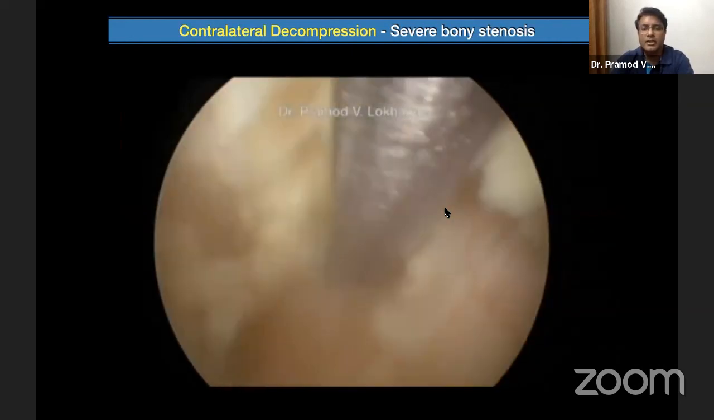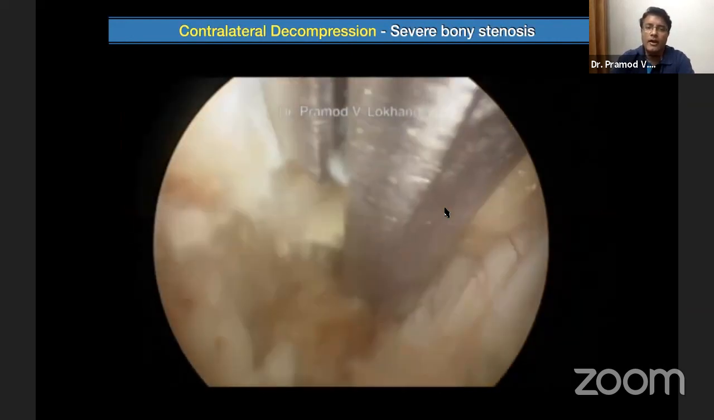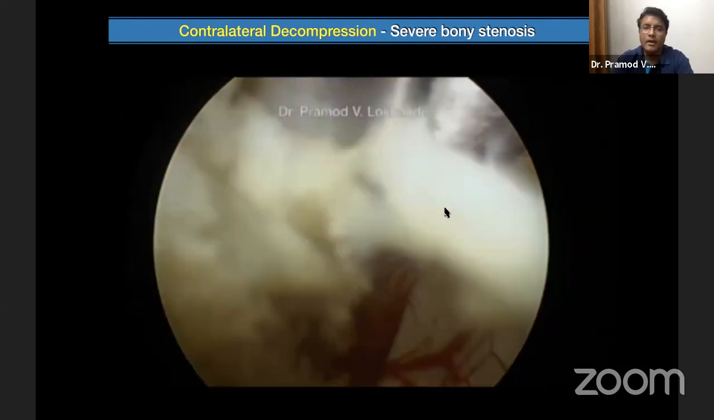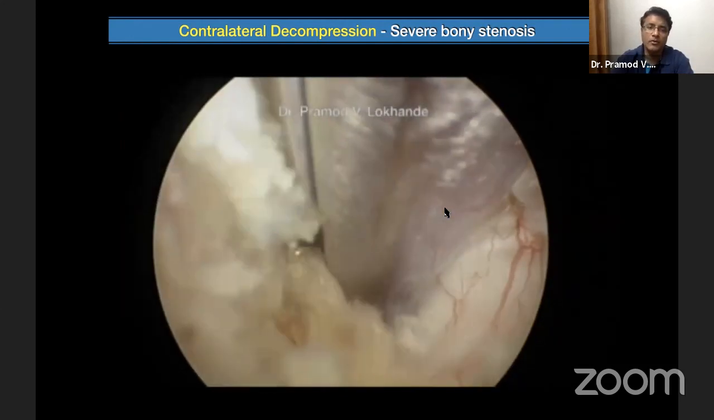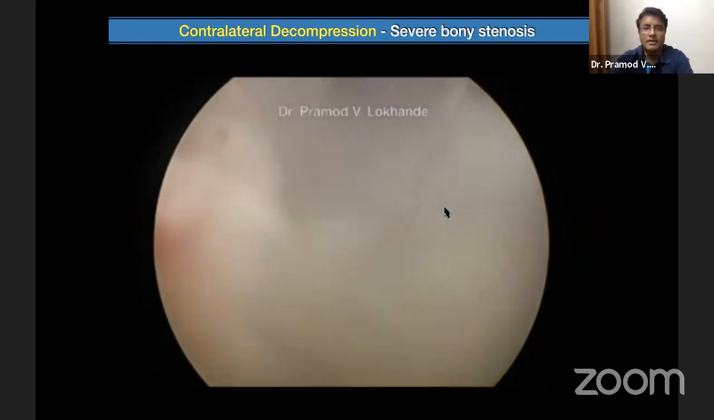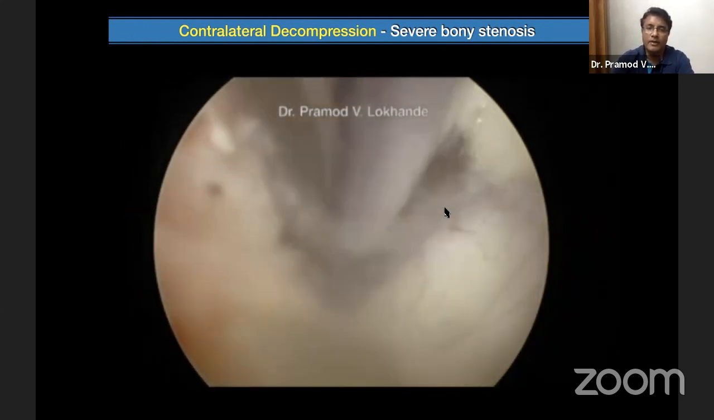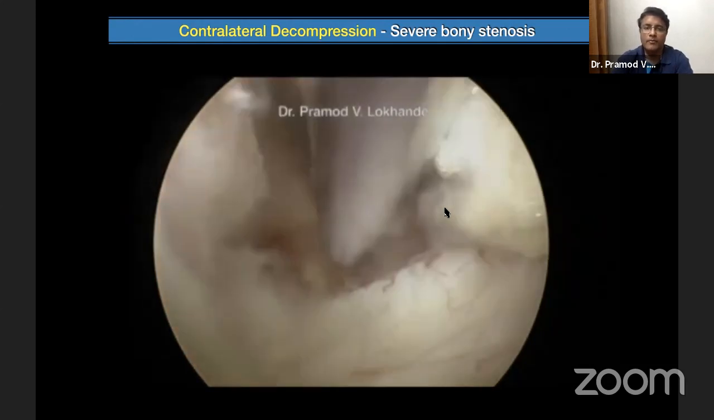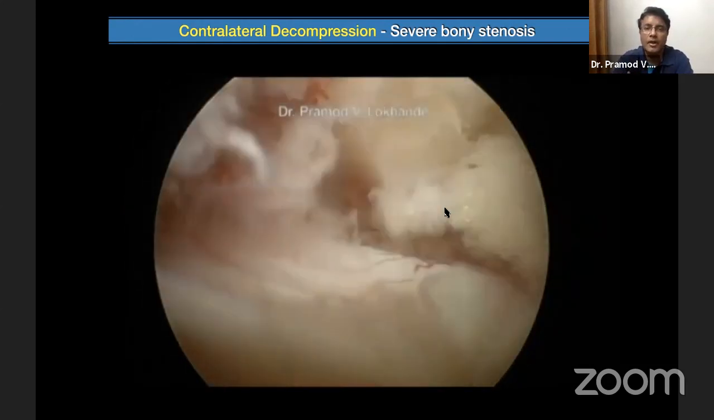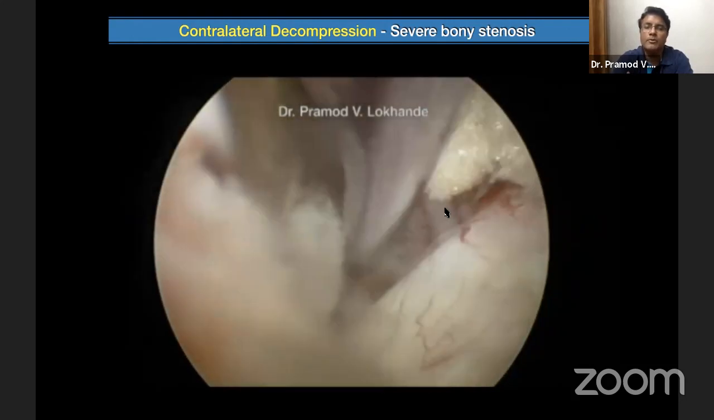So this is again a short video of contralateral decompression, decompression of the contralateral nerve root. A very hypertrophied ligamentum flavum is removed. Then the bone is exposed. The hypertrophied facet is drilled under very high magnification. You see that the tip of the instruments is visualized all the time, so the incidence of neural injury is absolutely negligible.